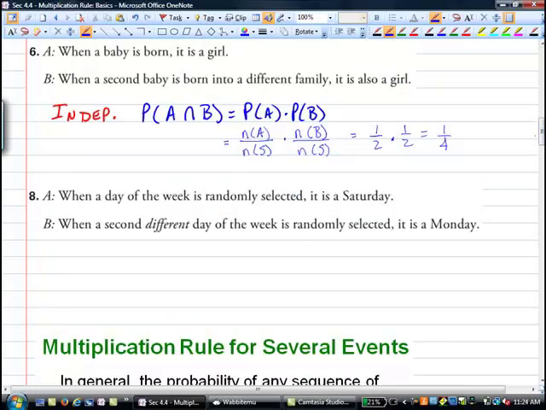Number 8, when a day of the week is randomly selected, it is a Saturday. That's event A. Event B is when a second different day of the week is randomly selected, it is a Monday.